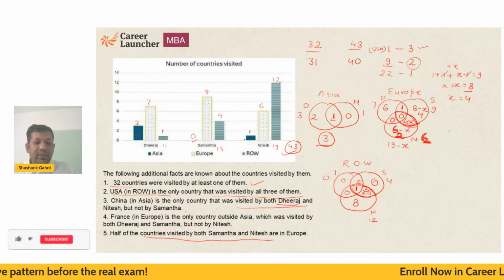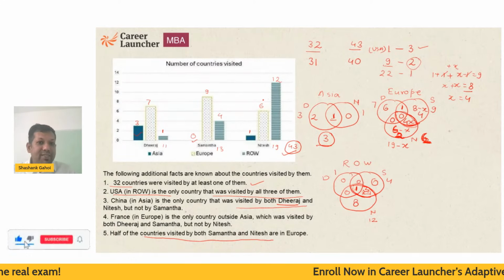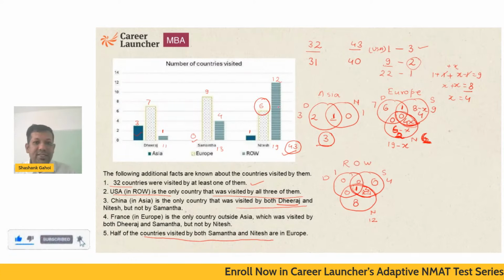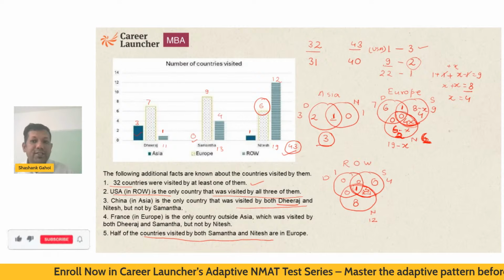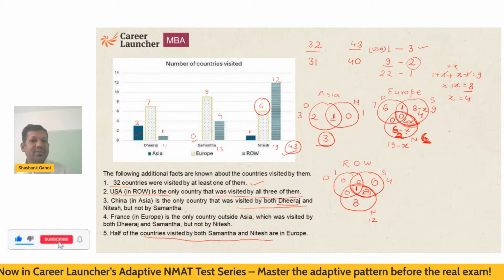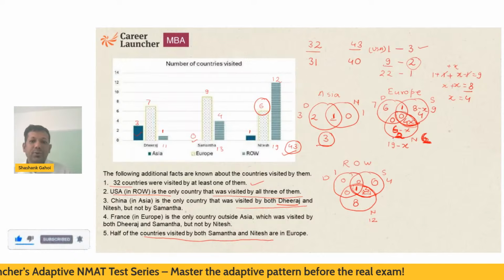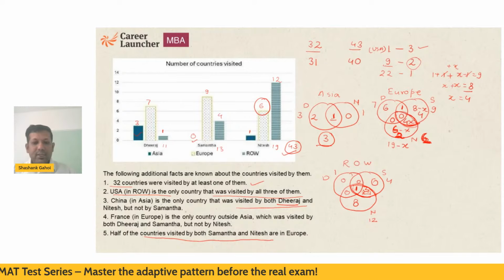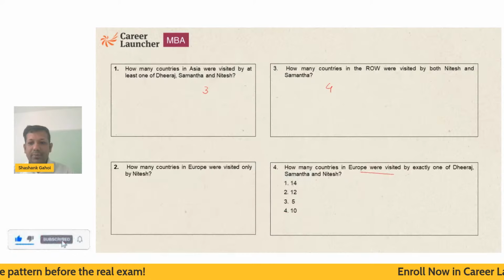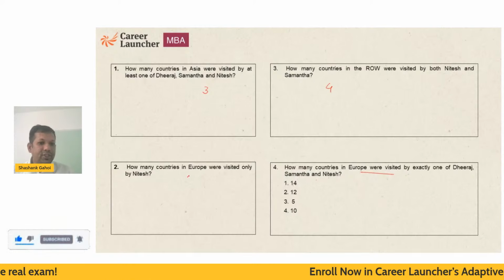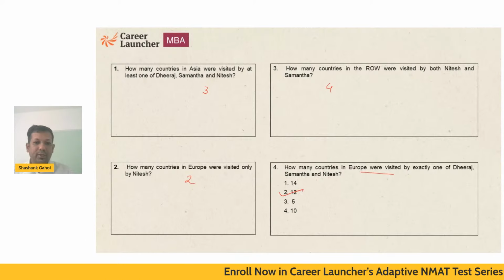Answer is going to be 12, because I mistakenly wrote this value as 4 instead of 6. So that's the reason I'm making a mistake. It is going to be 6 minus x, so that value comes out to be 2. So this is how many countries in Europe were visited only by Nitesh. That is going to be 2 and that is going to be 12.